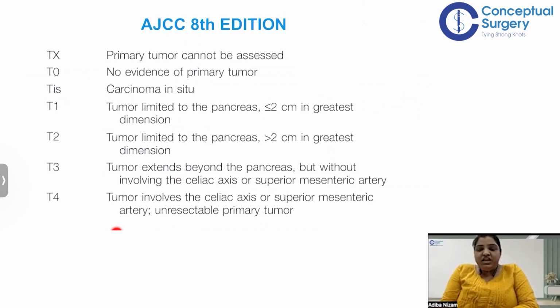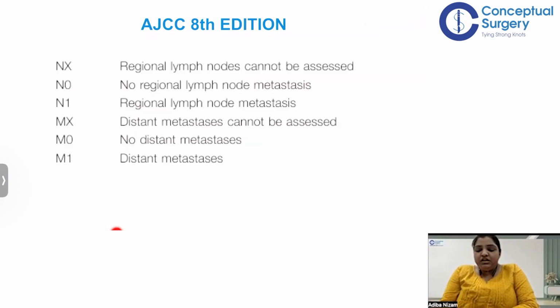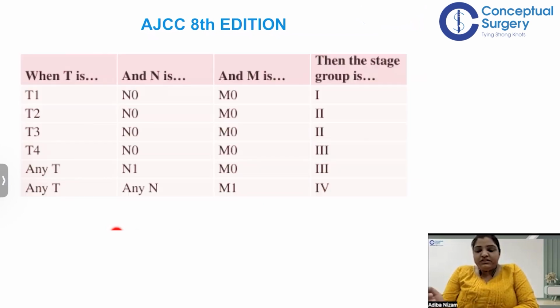Now, moving further on, the AJCC also classifies these tumors based on the size and extent. A T1 tumor is less than 2 centimeters, a T2 one is greater than 2 centimeters, a T3 one is one which extends beyond the pancreas but does not involve the vessels, the celiac axis, or the superior mesenteric artery. And the T4 tumor involves the celiac axis and the superior mesenteric artery, or it's an unresectable primary tumor. Lymph nodes involved, not involved, metastasis present, metastasis not present. So this would be the group stage on the basis of the T, N and M staging.